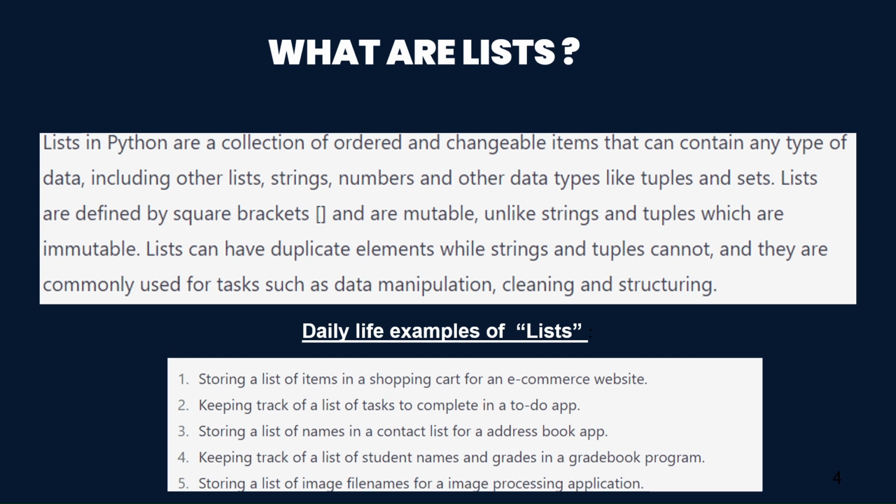So there are 3 points you all must have understood. What are lists? They are a collection of ordered and changeable items. Then they can include lists, which are known as nested lists. If there is a list inside the list, it is known as a nested list. It can also contain other data types like tuples and sets. They are defined by square brackets and they are mutable, not immutable.